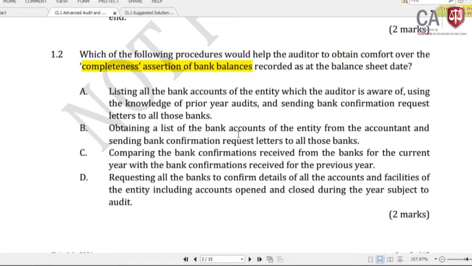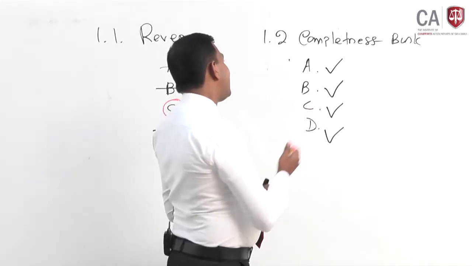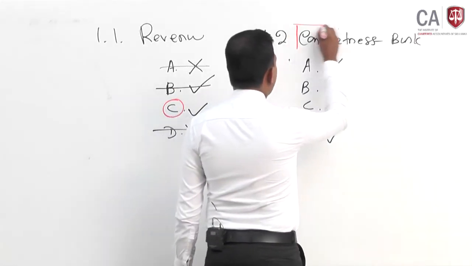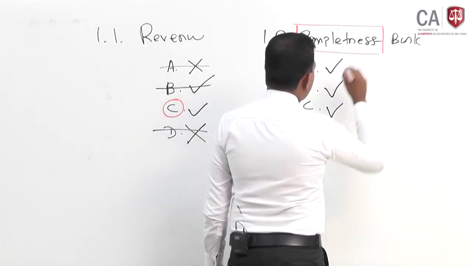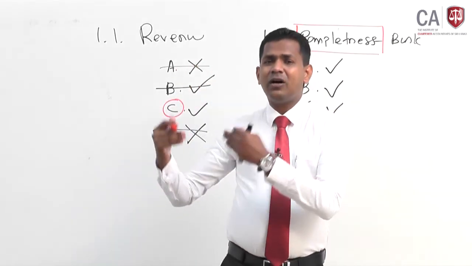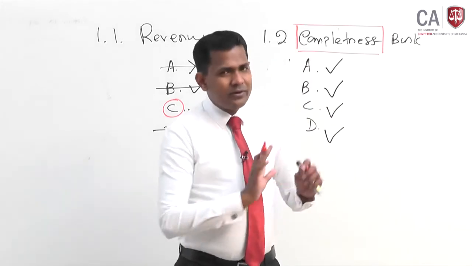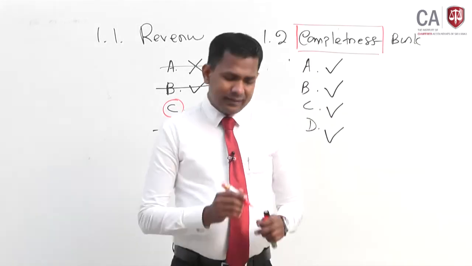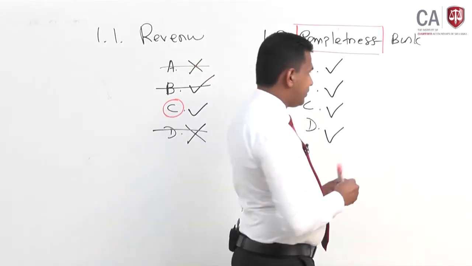So if the examiner is asking what would be the audit procedures for bank balance confirmation, all these may be correct. But what is the examiner asking for? Completeness of bank. That means whether all the bank accounts which belong to the company have been recorded in the books of account. That is what we need to ensure.